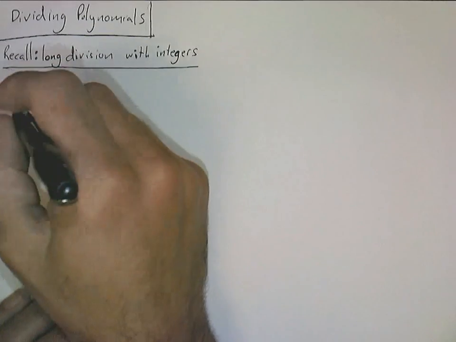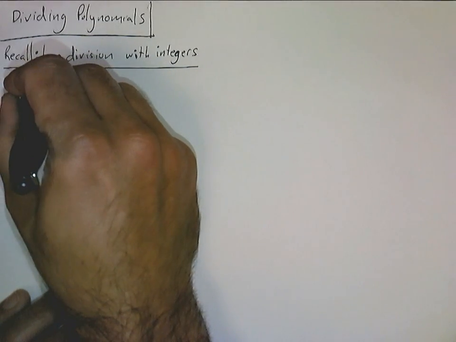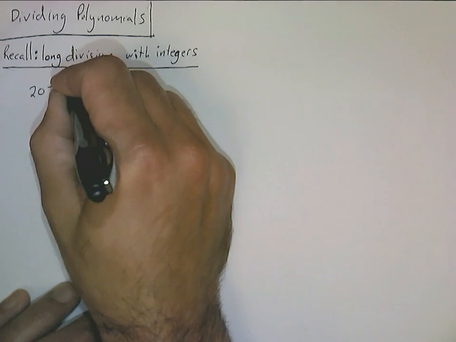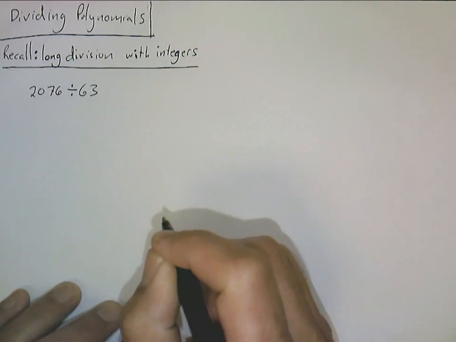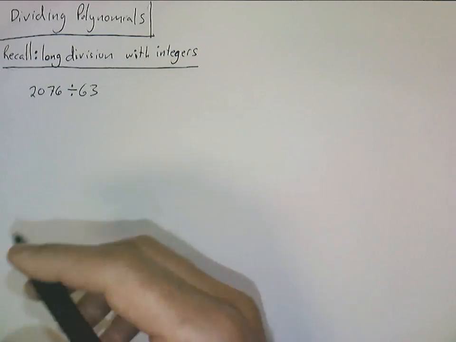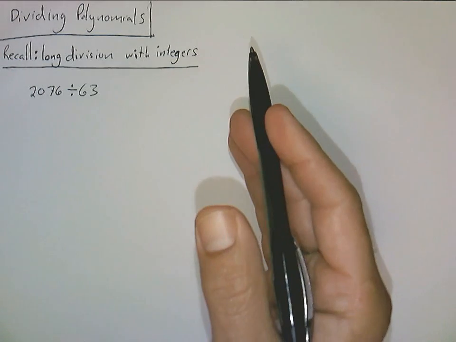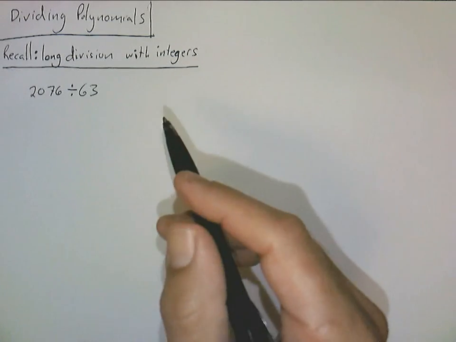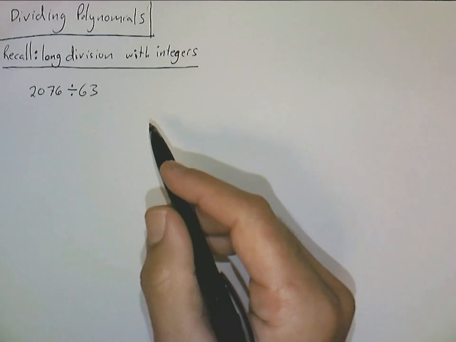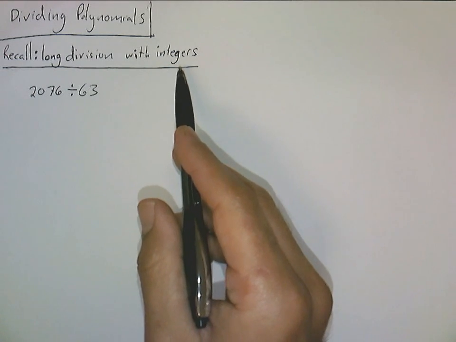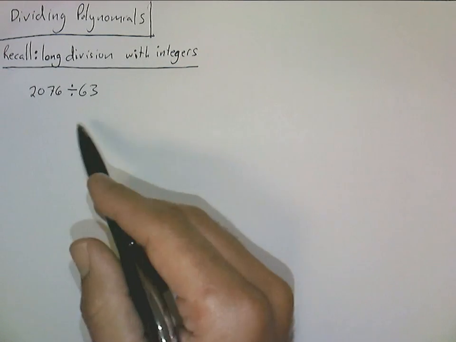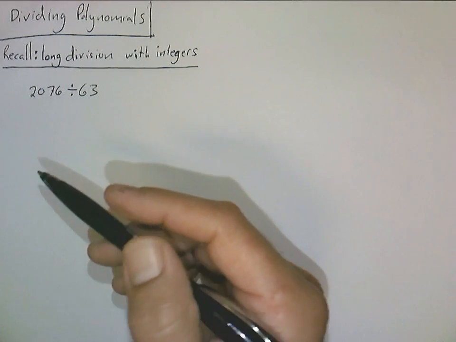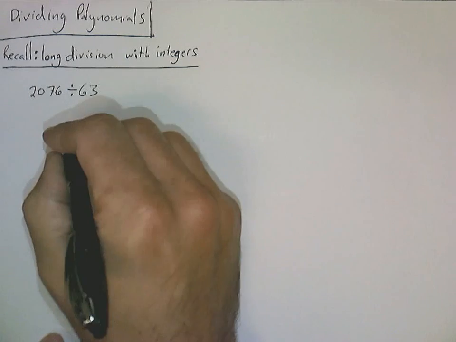Now, first let's consider this problem of just 2076, say, divided by 63. Now, with division, I normally say that there's no such thing as division, but that's only when we actually have multiplicative inverses, like with the rational numbers or the real numbers. With the integers, we don't have any fractions, so we can't take the reciprocal of anything. So we do have this division operation, and it basically works, as you know, with long division.